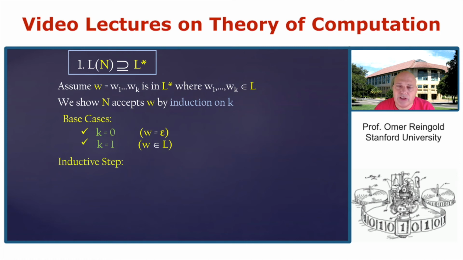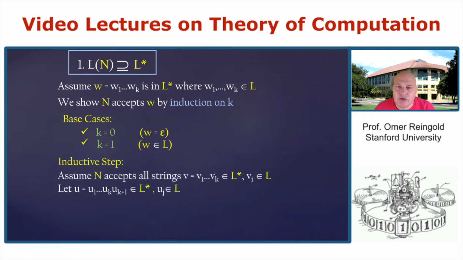And let's do the inductive step. So assume that N accepts all strings v, which is v1 concatenated with v2 up to vk in L star.